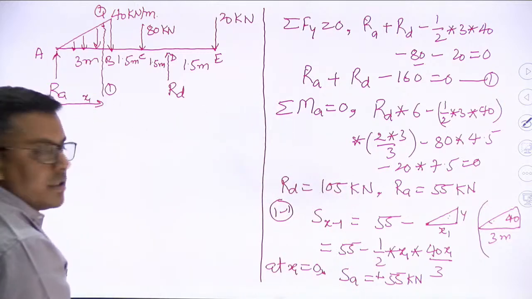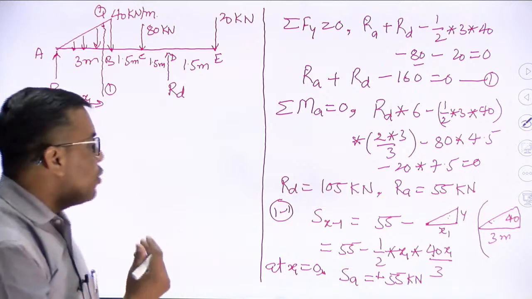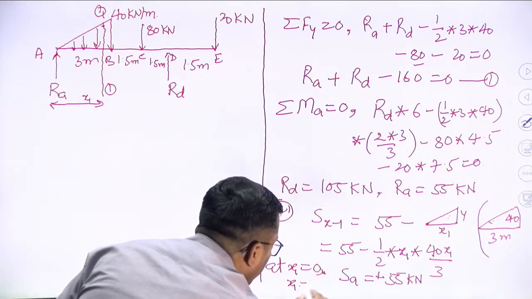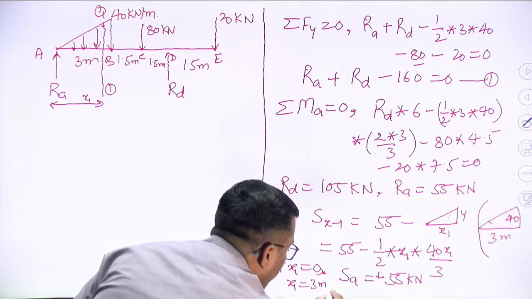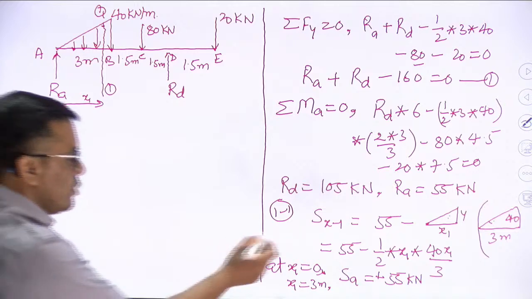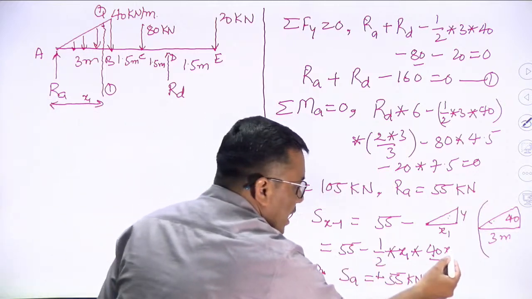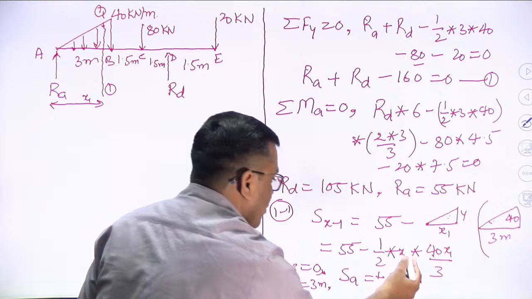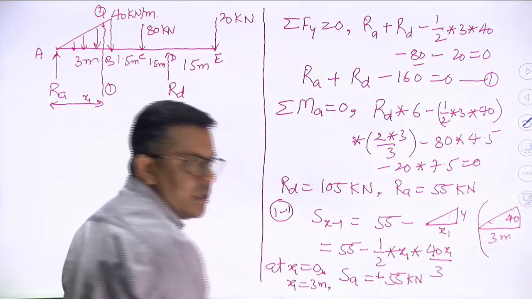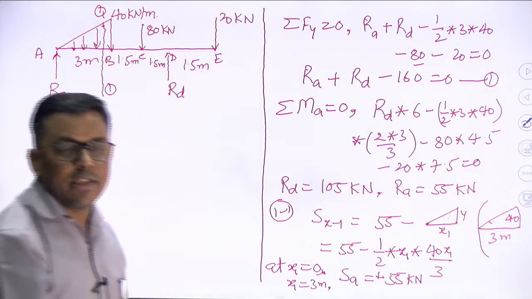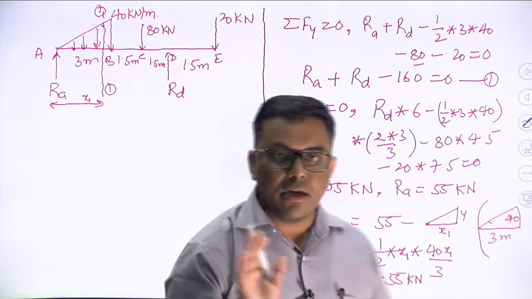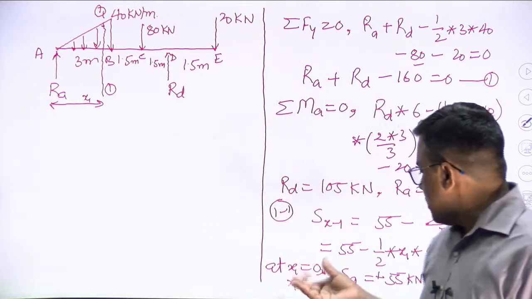And at B, what will be the value for B? For B, x1 equals to 3 meters. From the diagram, you can see the beam easily. Okay, so put the 3 here. You put 3 here, 3 and 3 cancel. This is what it is coming, 3 by 2, so 20, 60. Please calculate and tell me how much is coming. I have done the calculation. I made it. It is done in my mind.